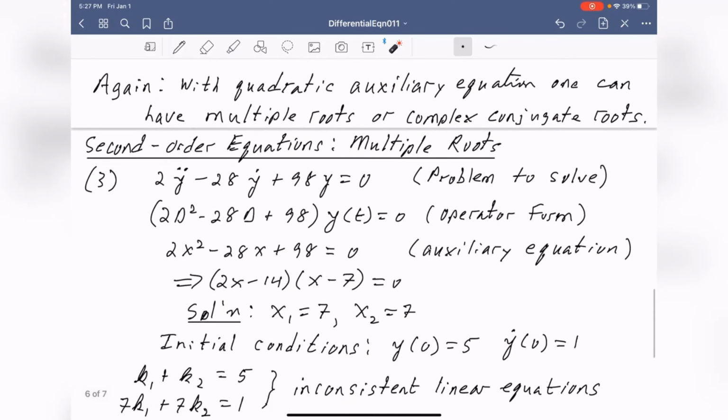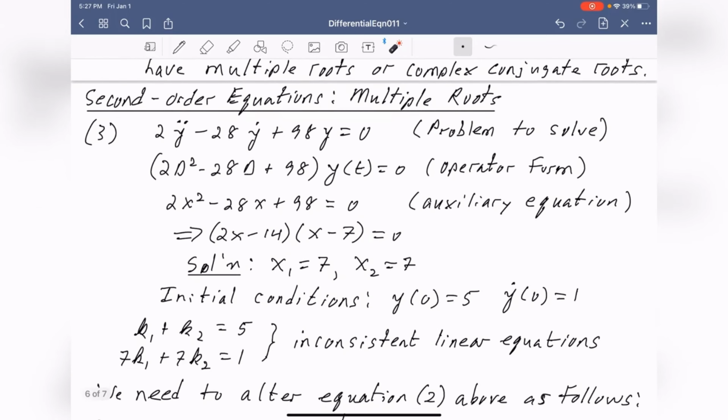Again, with a quadratic auxiliary equation, one can have multiple roots or complex conjugate roots. So let's look first at the second order equation with multiple roots, and let's look at this example. The problem to solve is 2 y double dot minus 28 y dot plus 98 y equals 0. The operator form is (2D squared minus 28D plus 98) y(t) equals 0, which implies that the auxiliary equation is 2x squared minus 28x plus 98 equals 0. That gives us two roots, x1 equals 7 and x2 equals 7, and they're identical.